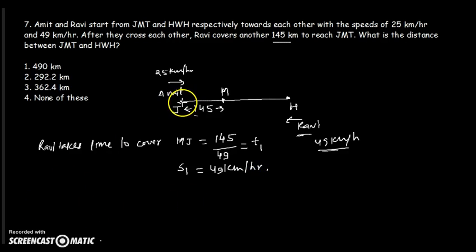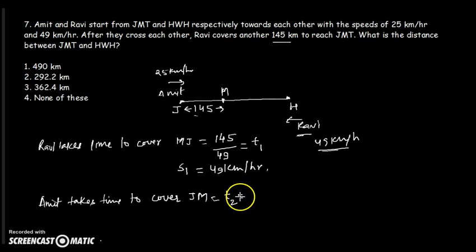Similarly, when Amit starts from JMT towards HWH, he crosses this point M. What is the time taken by Amit? Amit takes time to cover JM. Let this time be T2. This time is not given, right? This time is not known. T2 is unknown.